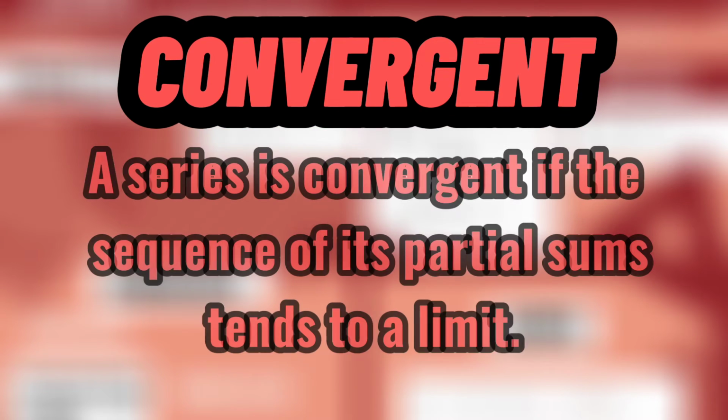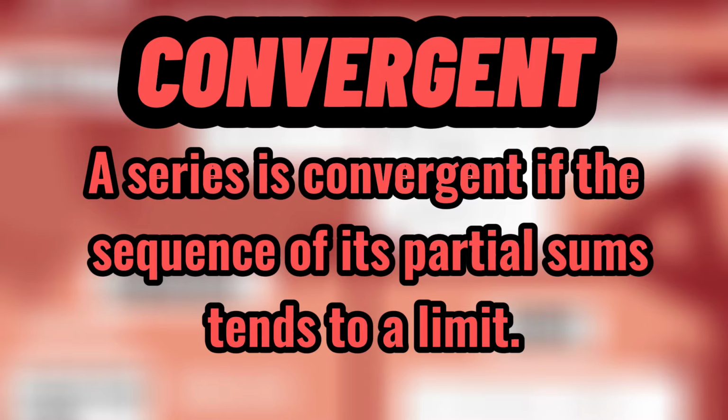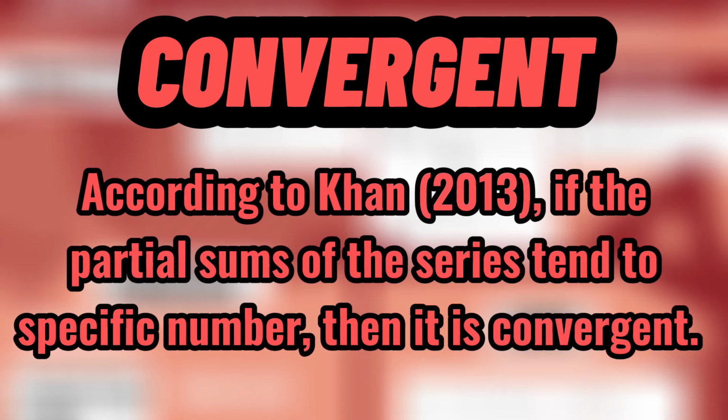First, we have convergent. A series is convergent if the sequence of its partial sums tends to a limit. According to Kant 2013, if the partial sums of the series tend to a specific number, then it is convergent.